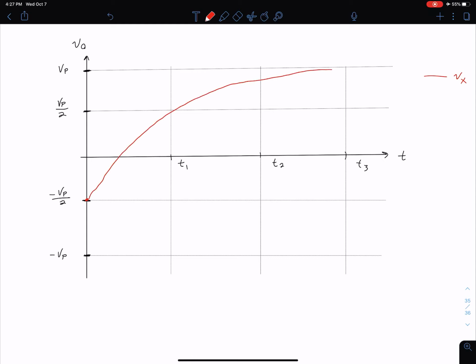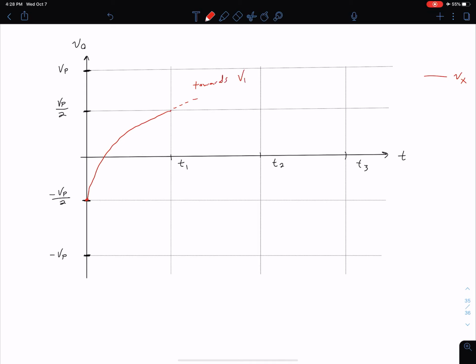But remember, once we hit that Vp over 2 mark, we're going to be switching our output states and our capacitor is going to begin discharging, or another way to think about it is charging towards negative Vp. So what we actually have, and let me try to line this up with my times, is something that looks like this. So this would have gone towards Vp.